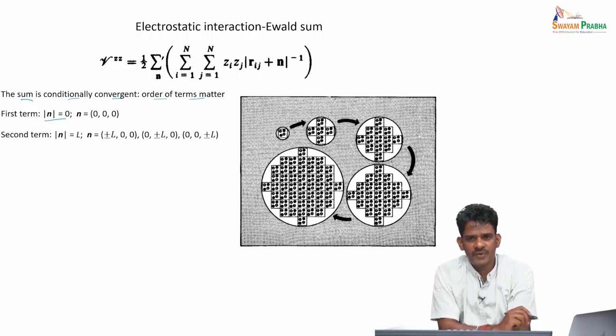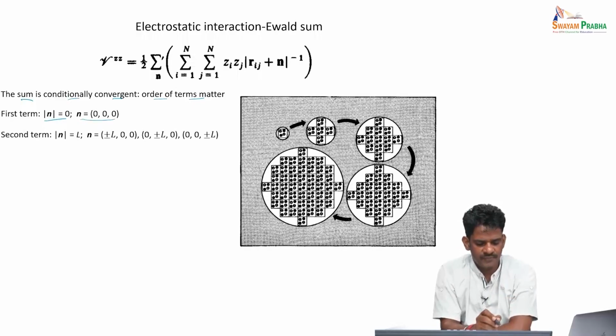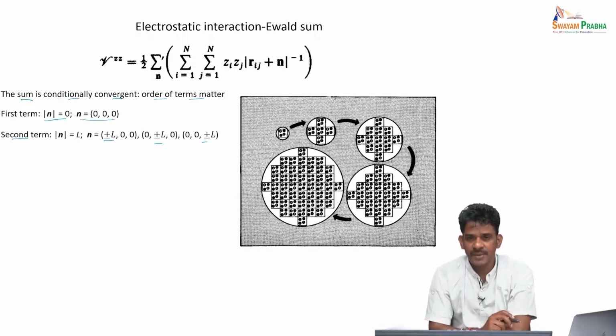So, in general, what we need to do is, first we have to add n equal to 0, that means all the neighbors in the same central simulation box with the index 0, 0. Then the second term should have all the 6 neighboring boxes, plus or minus L in the x axis, plus or minus L in the y axis, and plus or minus L in the z axis. It is actually shown pictorially here in 2 dimensions.